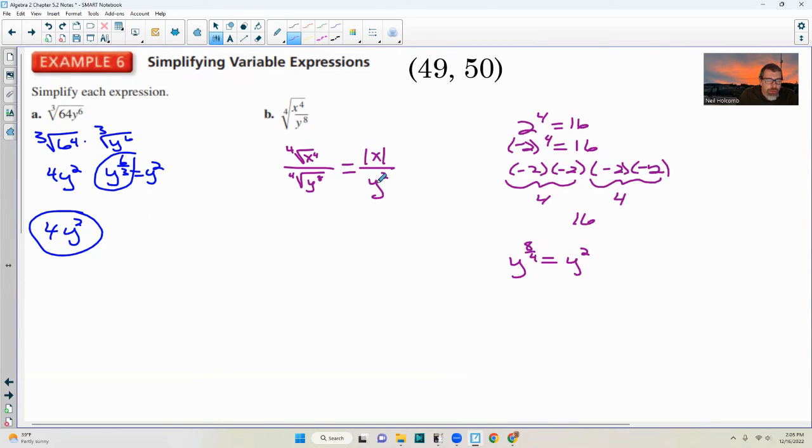Now, I don't need to use an absolute value around y squared, and you're probably thinking, well, why not? Well, if y was 3, 3 times 3 equals 9. If y was -3, -3 times -3 equals 9. So since this is squared, y does not need an absolute value, because even if y is -3, squaring it will give you a positive. So the absolute value is not necessary. So the answer to this is the absolute value of x divided by y squared.